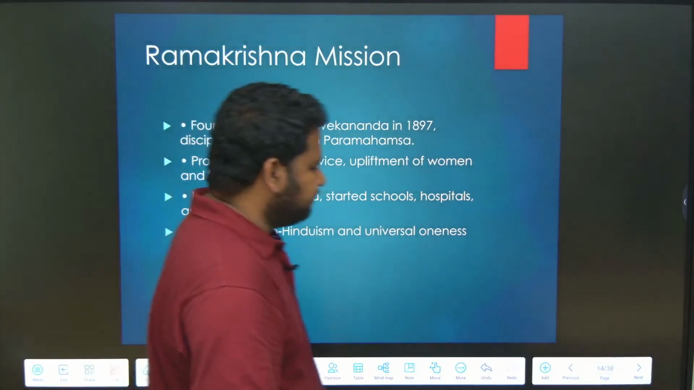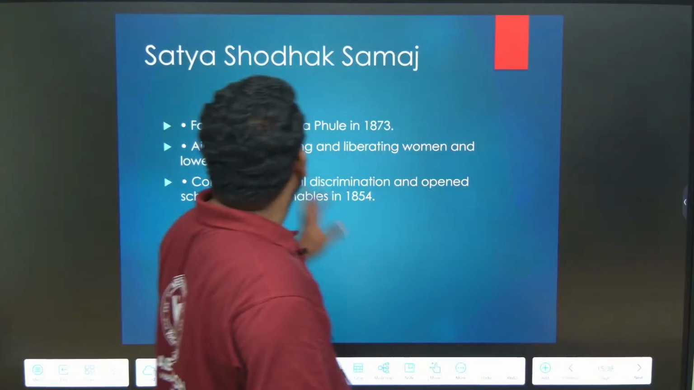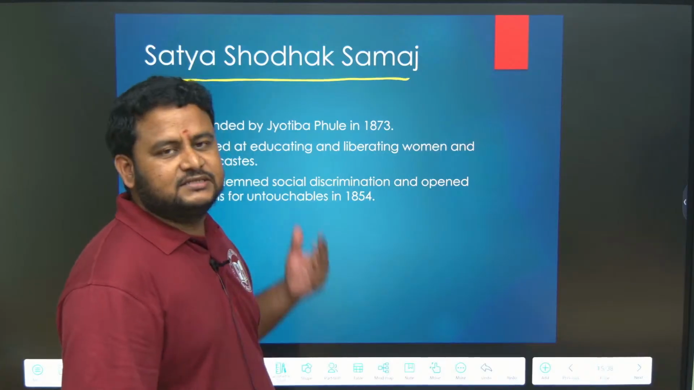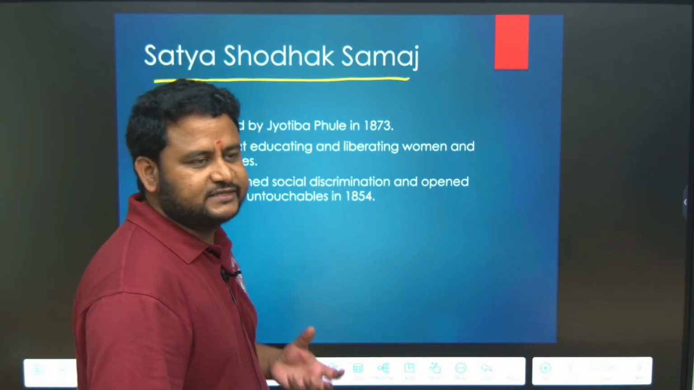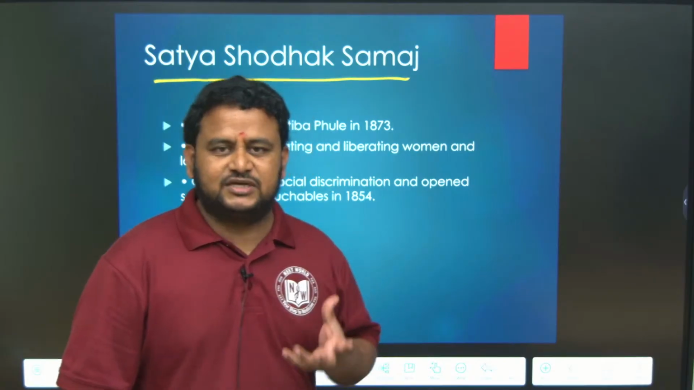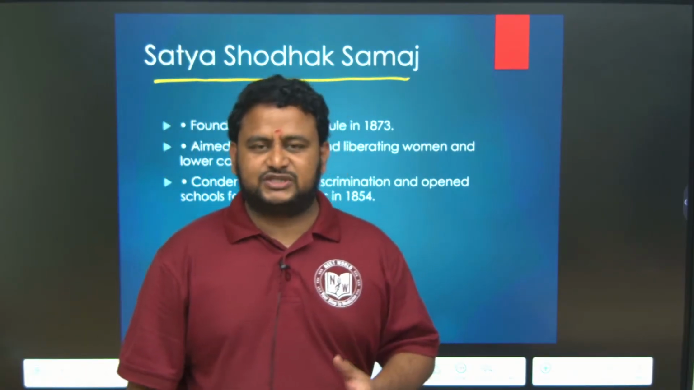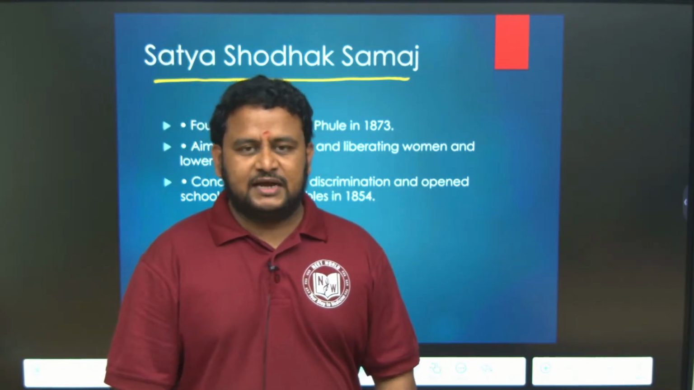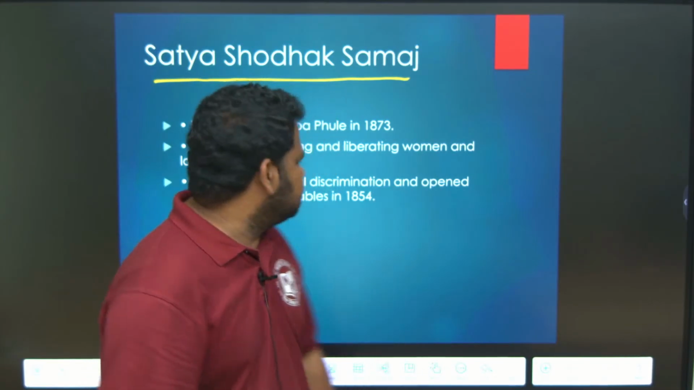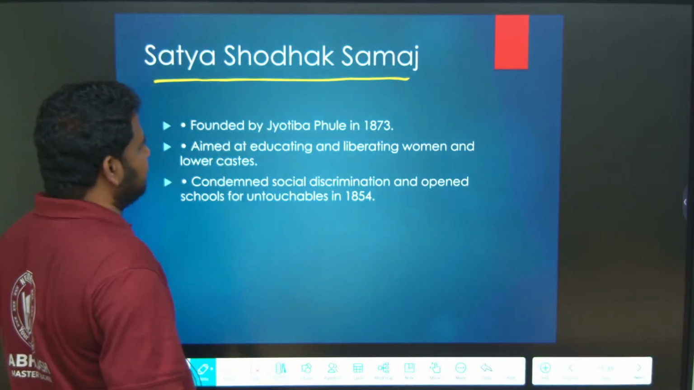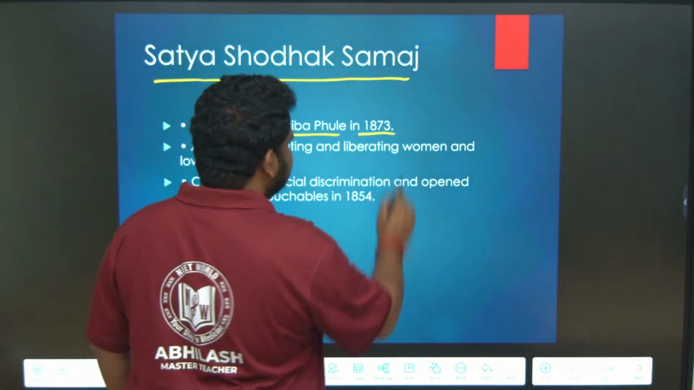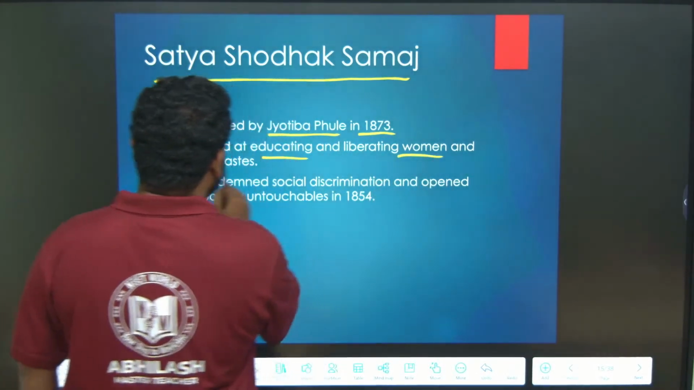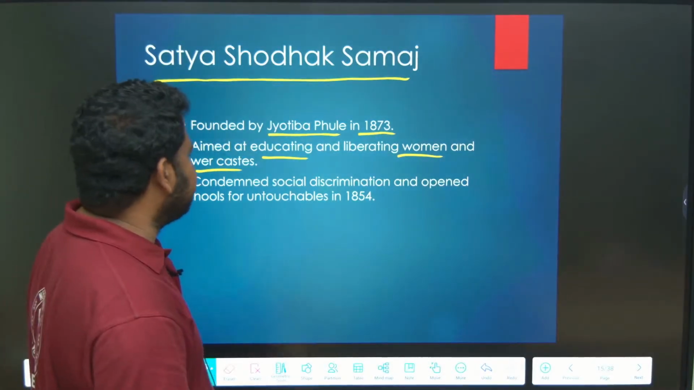Now going forward, we will learn about Satya Shodhak Samaj. The name itself means in search of truth, in search of real knowledge, actual reason, actual rationality, not blind beliefs, to overcome superstition and the caste system. It was founded by Jyotiba Phule in 1873, aimed at educating and liberating women and the lower caste.